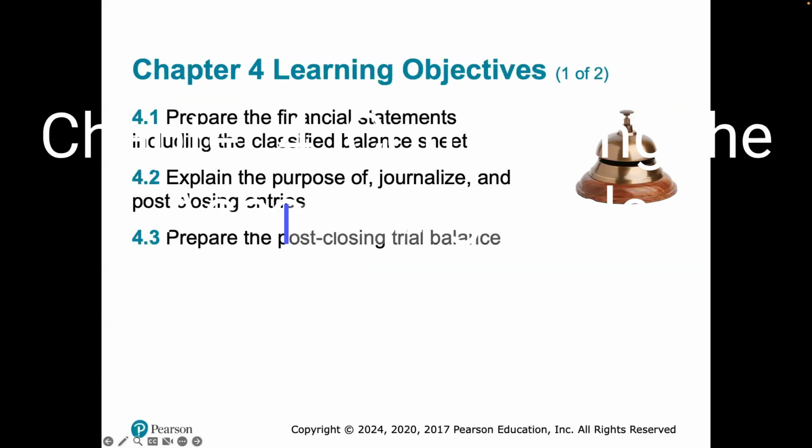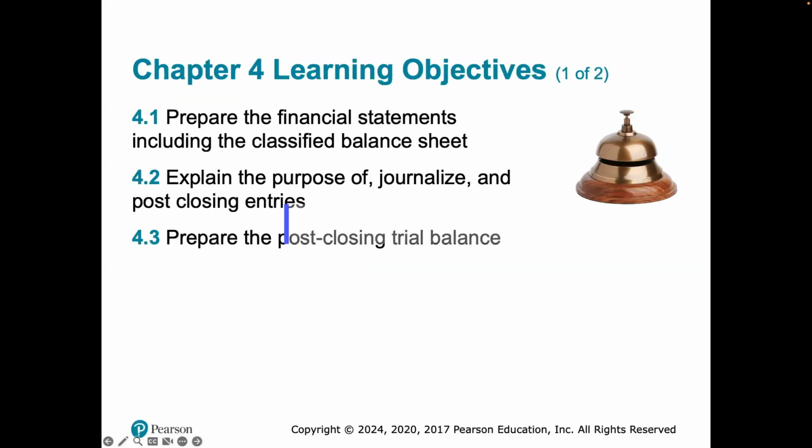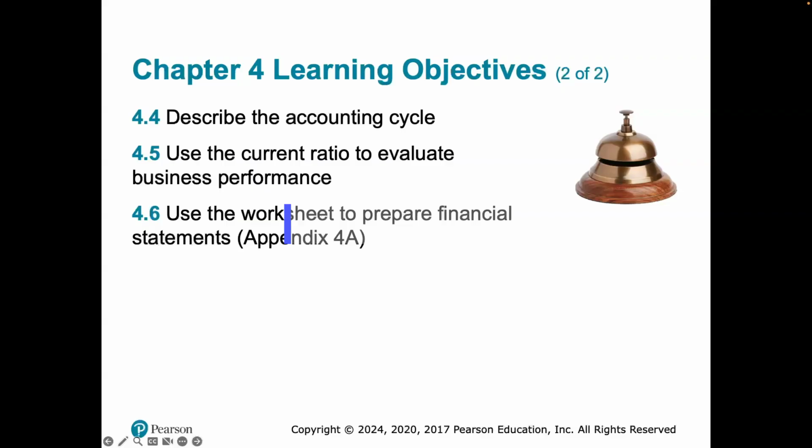Okay, our learning objectives in this chapter: 4.1, we're going to prepare the financial statements, including the classified balance sheet. Now, we're going to talk about how the classified balance sheet is different than our old general balance sheet and how we classify different sections of the balance sheet. We're going to explain the purpose of journalized and post closing entries. And we're going to prepare the post closing trial balance. And we're going to describe the accounting cycle. And then we're going to use the current ratio to evaluate business performance.